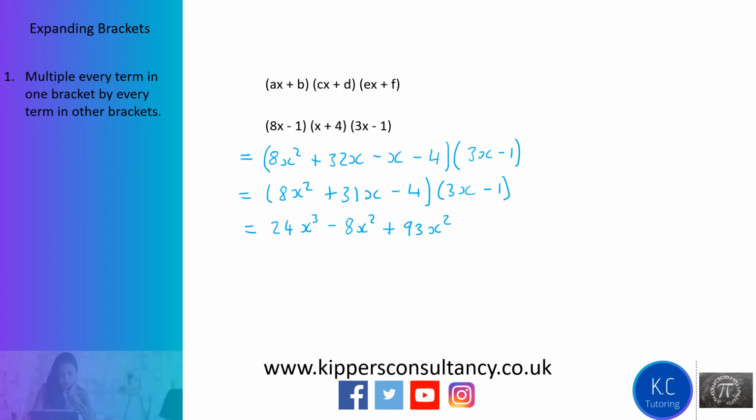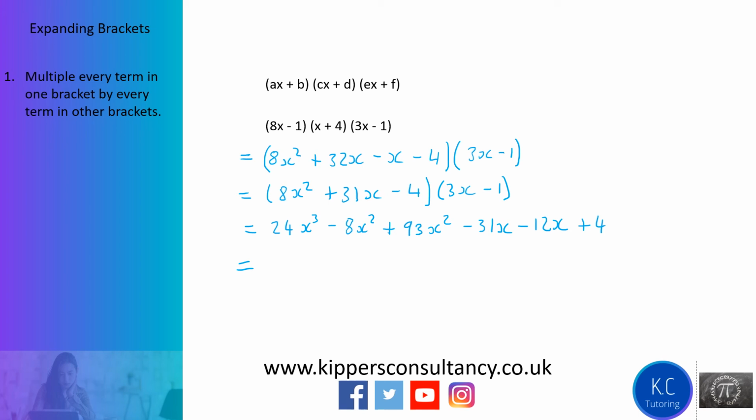Then I'm going to multiply the 31x by the minus 1, which gives me minus 31x. Then I'm going to multiply the minus 4 by the 3x. That gives me minus 12x. And finally, I'm going to multiply the minus 4 by the minus 1 to give me plus 4. So now I have expanded all three brackets and arrived at this expression.